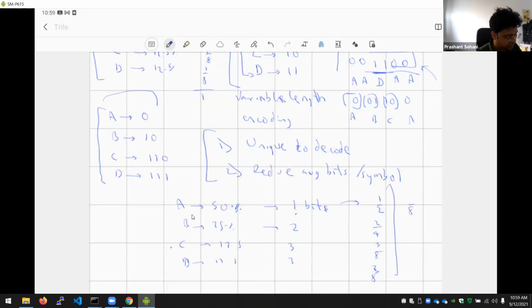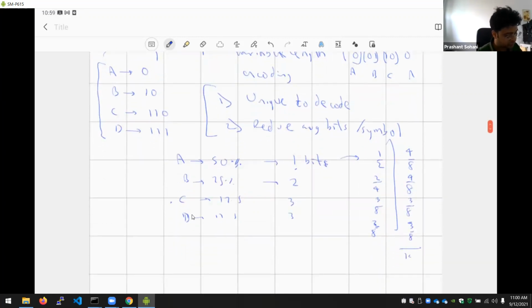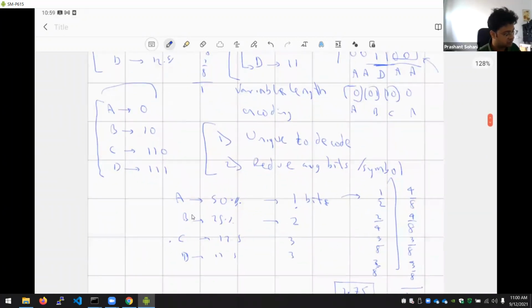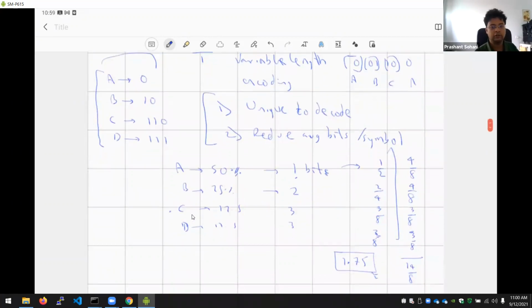So if I take everything in terms of denominator of 4, okay, you see the total is 14 upon 8. So that is around 1.75. So now with this scheme, you see on an average, I require only 1.75 bits per symbol, whereas previously I required 2 bits per symbol. And still the information will be recovered. So the end user can decode and get back the original information. So that is what we have achieved. We have achieved some level of compression of the information.